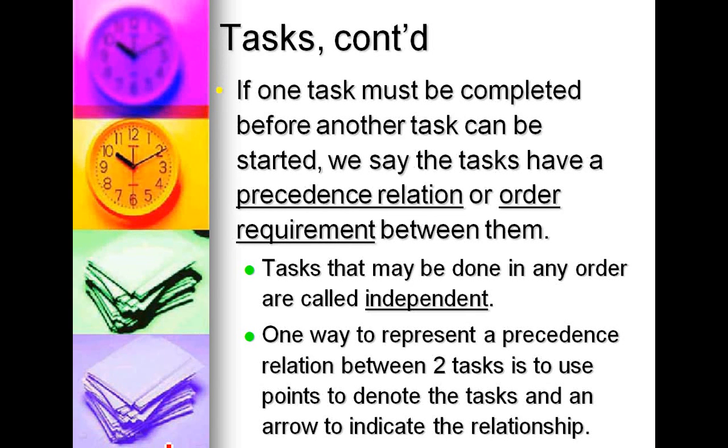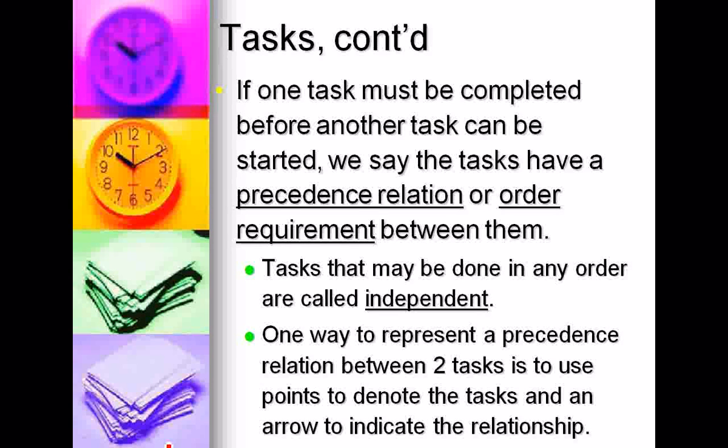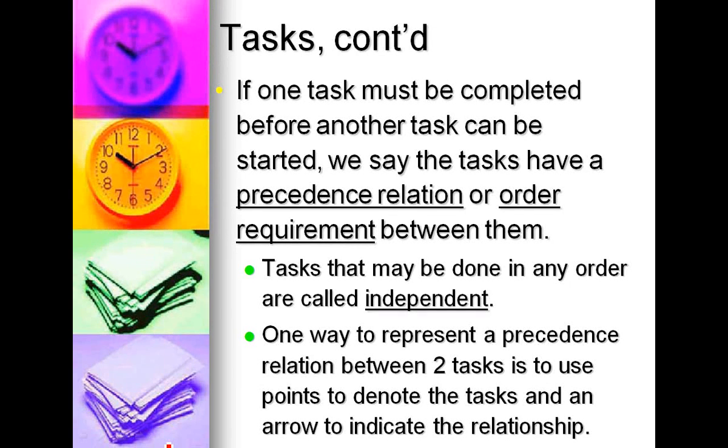So, like at my house, my dishwasher doesn't work that great, so I have to pre-rinse the dishes before I can put them in the dishwasher. And I have to put the dishes in the dishwasher before I can turn the dishwasher on to wash the dishes. So that's a precedence relationship. Pre-wash the dishes has to precede putting the dishes in the dishwasher. Putting the dishes in the dishwasher has to precede actually washing the dishes in the dishwasher. So they have a precedence relationship, also known as an order requirement. They have to be done in that order.